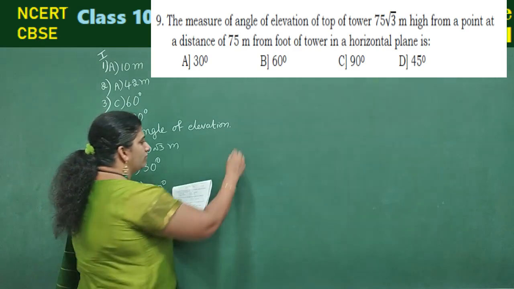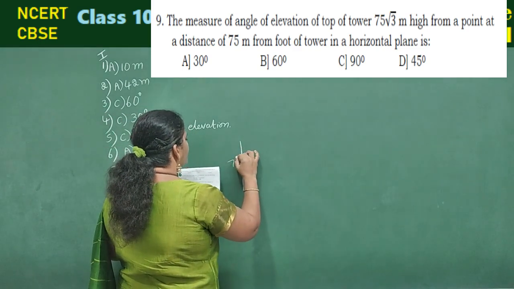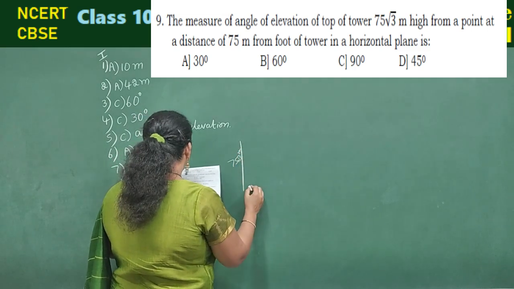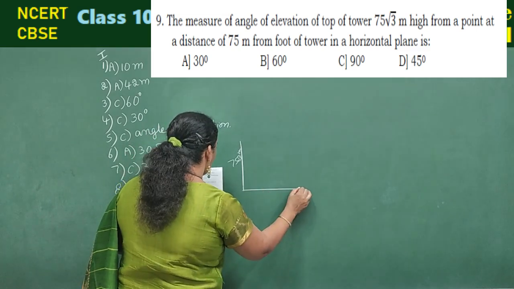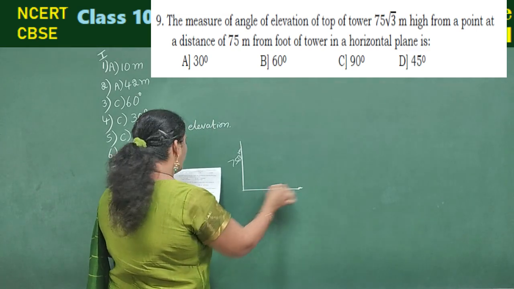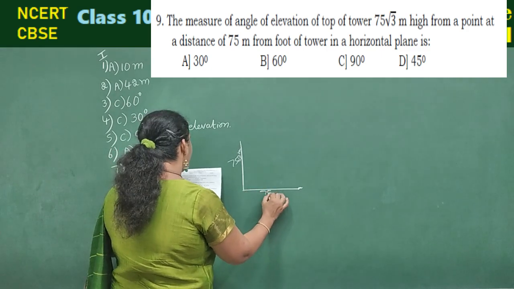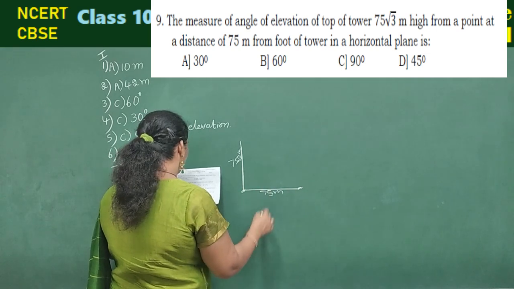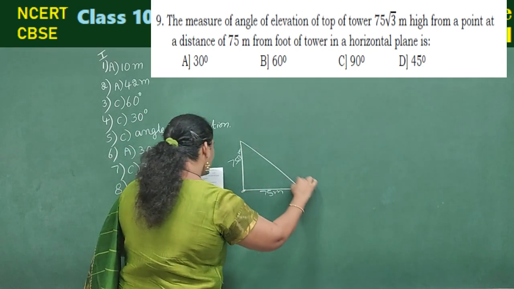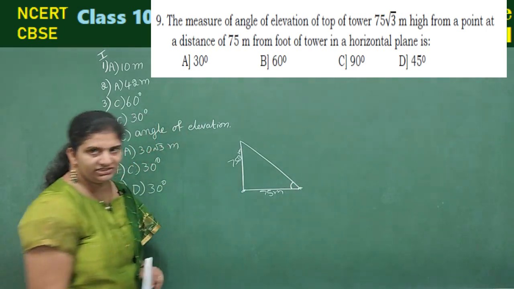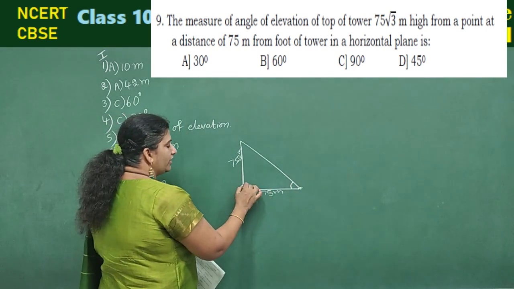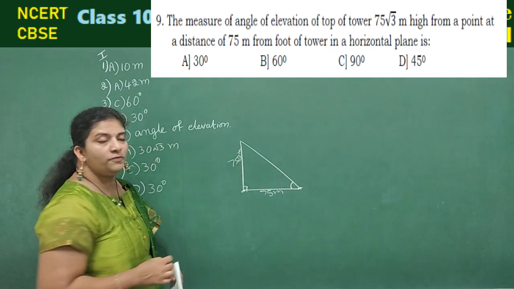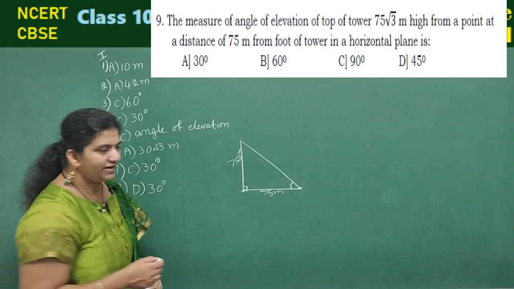Ninth one, the measure of the angle of elevation of the top of a tower 75 root 3 meter high, from a point at a distance of 75 meter from the foot of the tower in a horizontal plane is, what is the measure of this angle? That is your question. So we are talking here about a tower. Tower is perpendicular. Opposite, adjacent. Which ratio? Tan ratio.